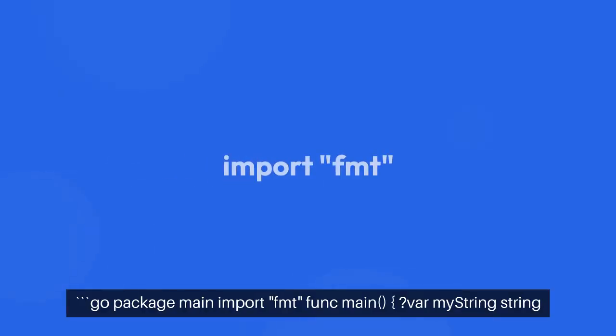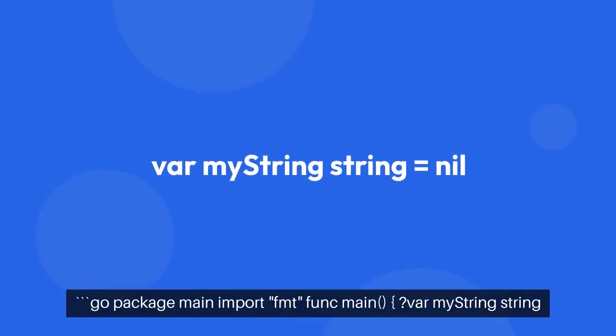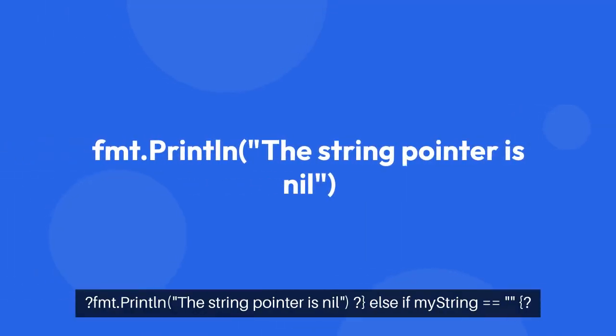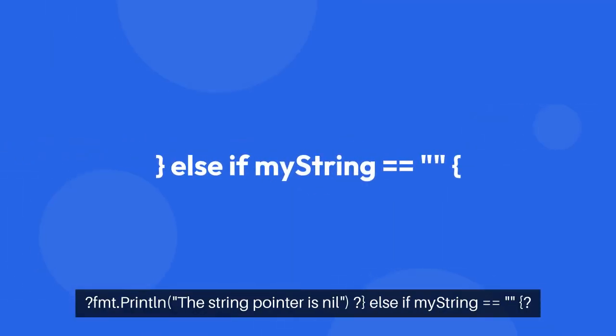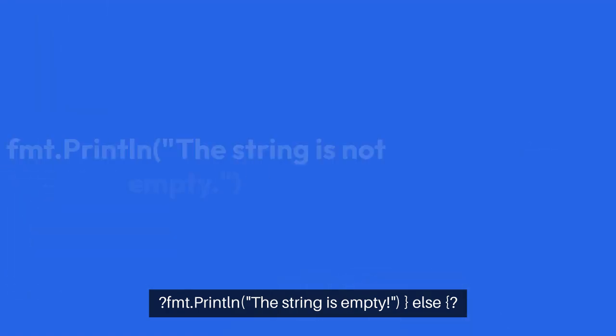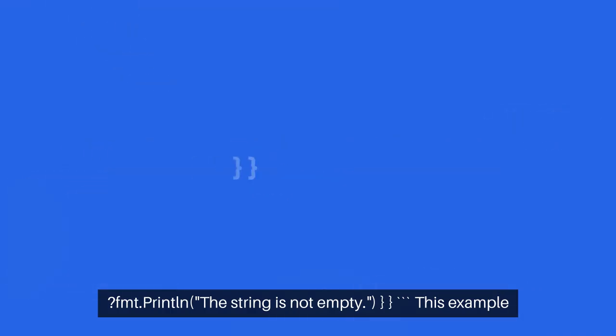Go, package main, import fmt, func main, var myString *string = nil. If myString == nil, fmt.Println("the string pointer is nil"). Else if *myString == "", fmt.Println("the string is empty"). Else, fmt.Println("the string is not empty").